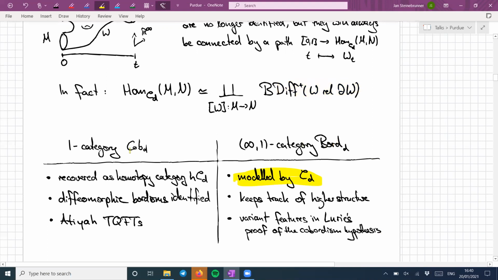And on the other hand, the Cob_d, we can recover that as the homotopy category. So taking the homotopy category of some topologically enriched category would exactly involve taking connected components, so collapsing this to a point. Right, and that's what we do. Here, diffeomorphic bordisms are identified, whereas here we just keep track of the higher structure.